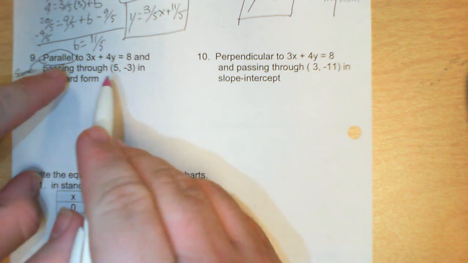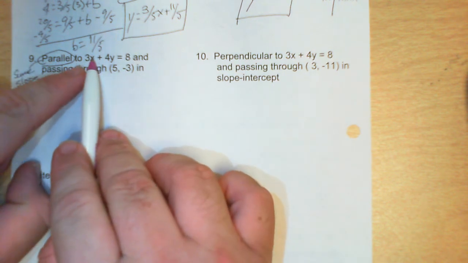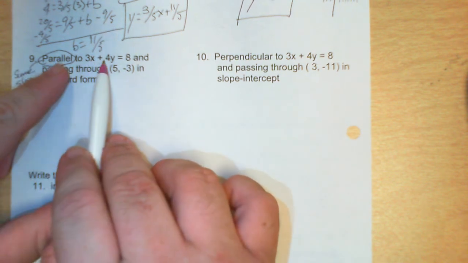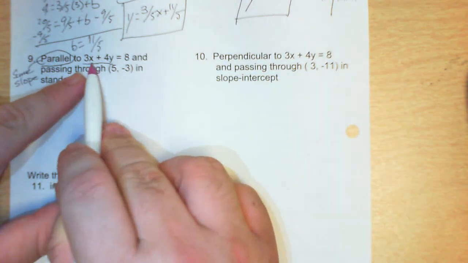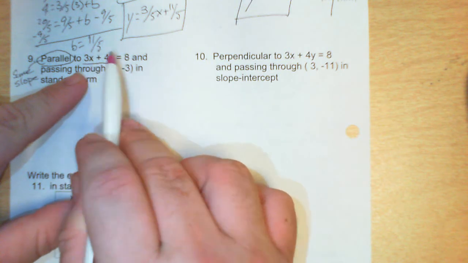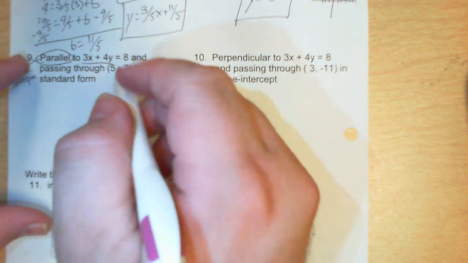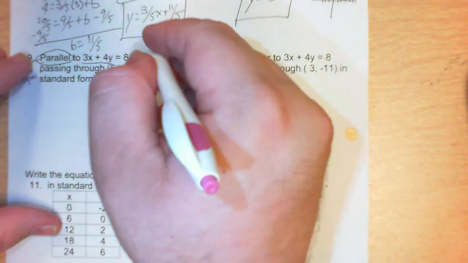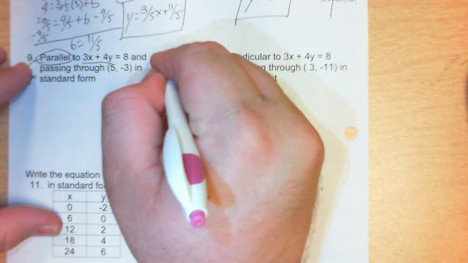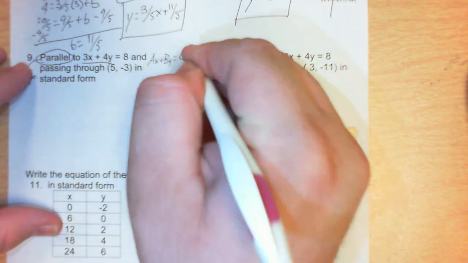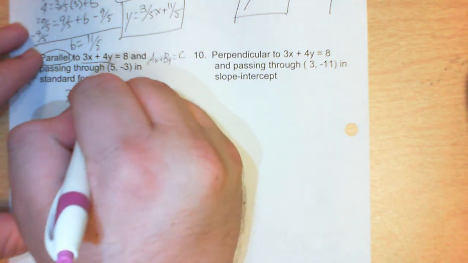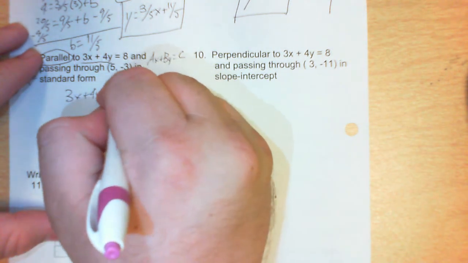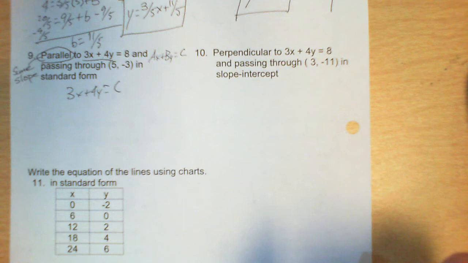All right. So I'm going to find a parallel. So here's the thing. If I have a parallel line to this, these 2 numbers right here, x and y, are not going to change. Okay? So my standard form of a line is ax plus by equals c. These 2 parts right here, I'm going to have 3x plus 4y equals c. I'm going to have some c, but I don't know what it is.